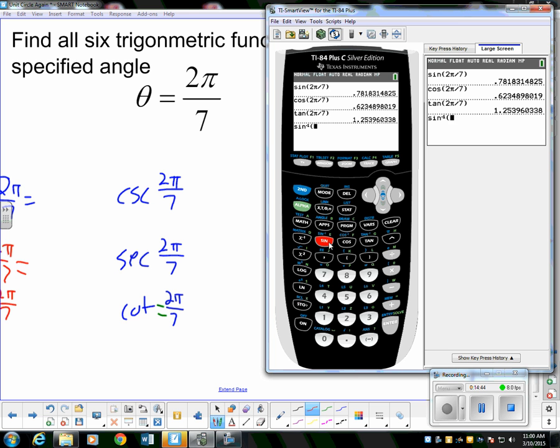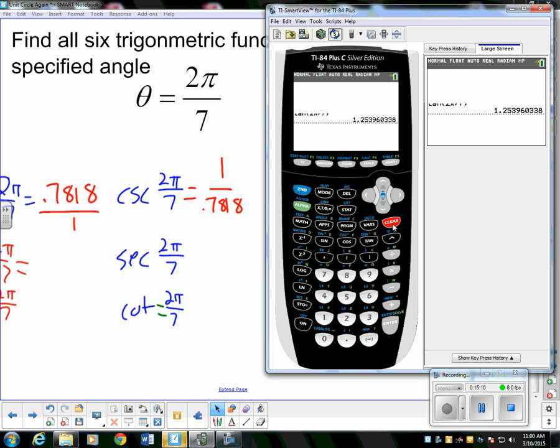In other words, we know the sine was 0.7818. Isn't that what we know? Well, y'all, that's like saying that the y coordinate is 0.7818 and the radius is 1. So does it make sense the cosecant is 1 divided by 0.7818? Right? So in order to find it, isn't the cosecant just 1 divided by the sine of our angle? 1 divided by the sine of 2 pi over 7? 1.279.